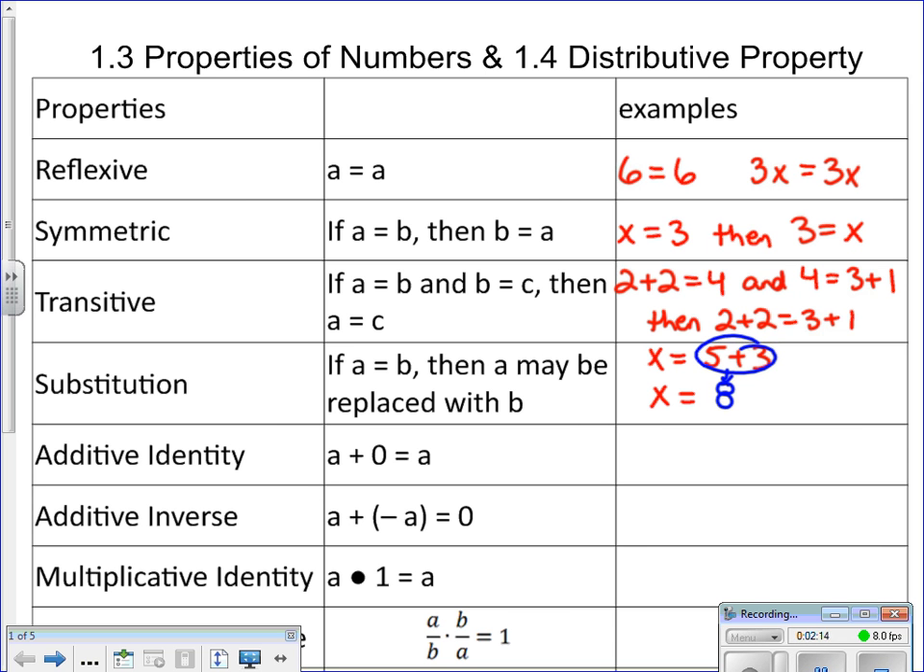Additive identity. Anytime you add 0, whether it be to a number like 5, 5 plus 0 is 5. Negative 3x plus 0 is negative 3x. Anytime you add 0, you don't change the problem.